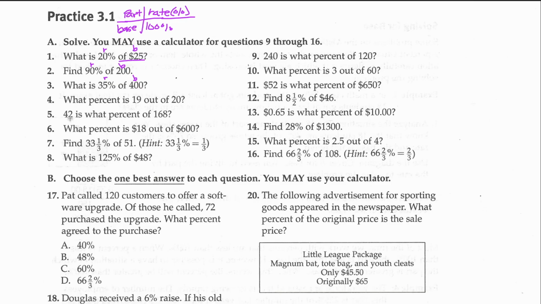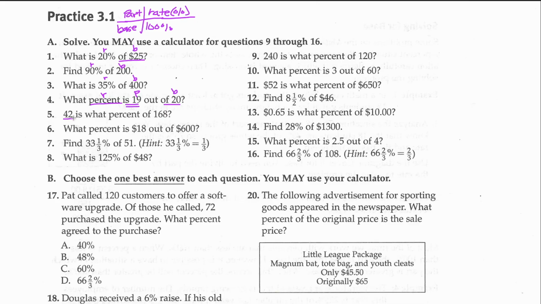For number 4, what percent? We don't know, R is the missing. 19 is next to the word is, so that is the part. After the word of, 20 is the base. I need to identify these before I solve each question, so that way it will make life easier.